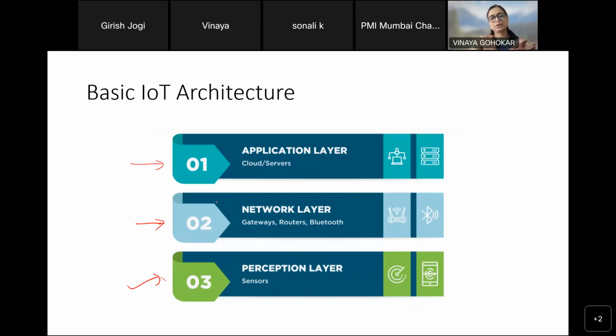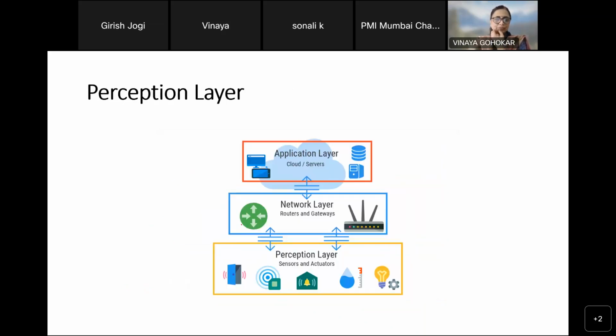From the network layer, you can go to the perception layer, or the other way around is also possible. So the perception layer has got sensors, microcontrollers, or the signal conditioning system, and the data is converted into a structured format. From there, the data is to be communicated. So you need the routers, gateways, and then the application layer. So that is the basic IoT architecture. We'll first go to the perception layer.